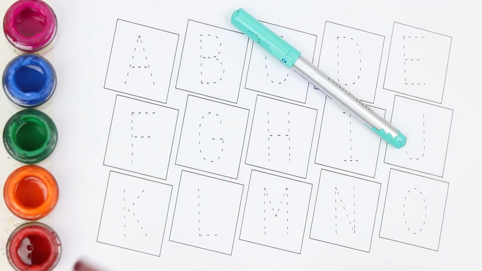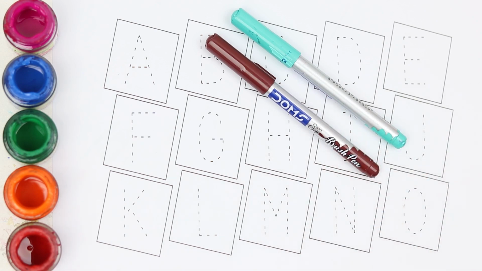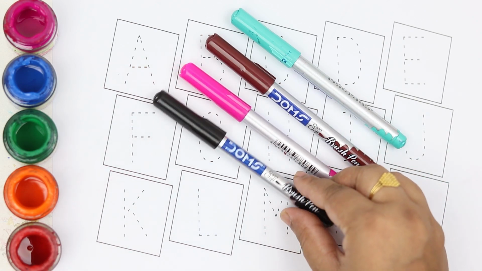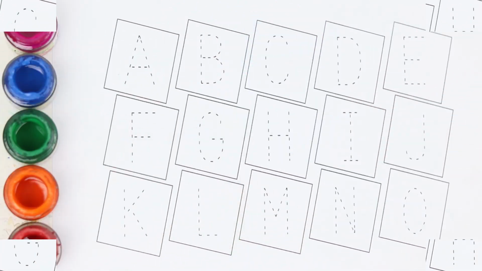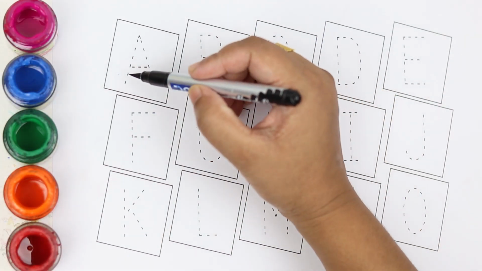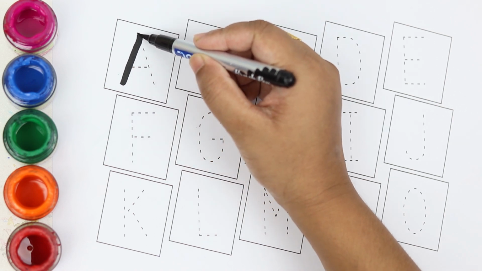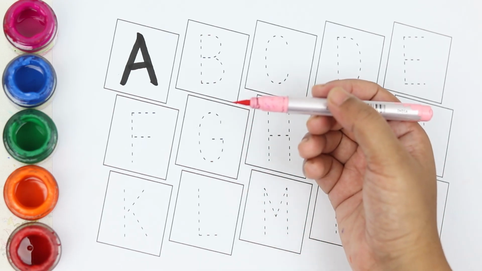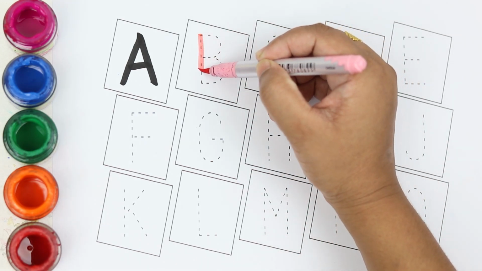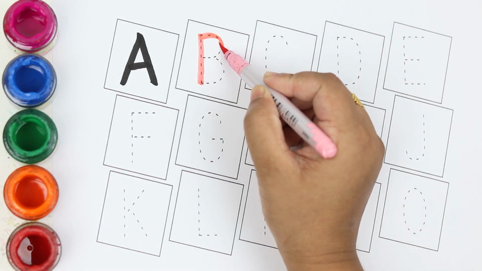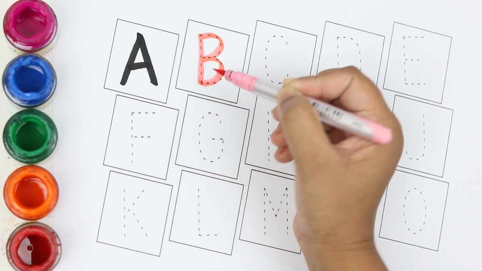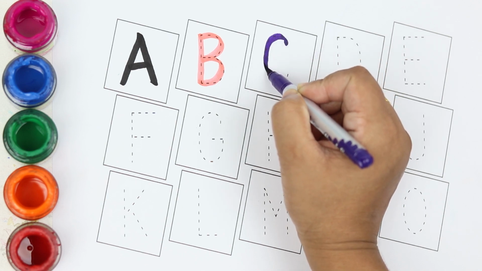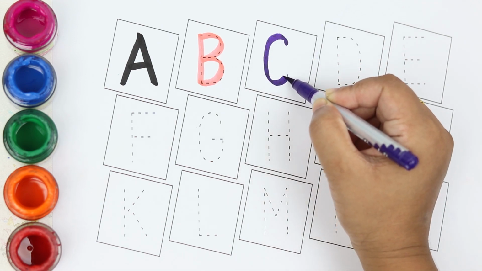Green color, brown color, pink color, black color. Black color, black color, A. A for aeroplane. Coral color, coral color, B. B for ball. Purple color, purple color, C. C for car.